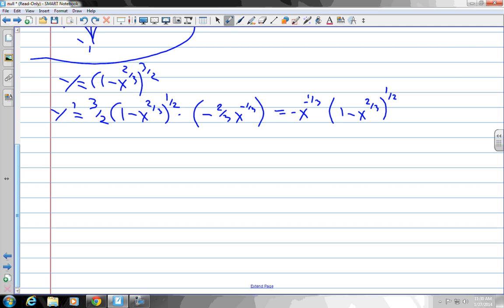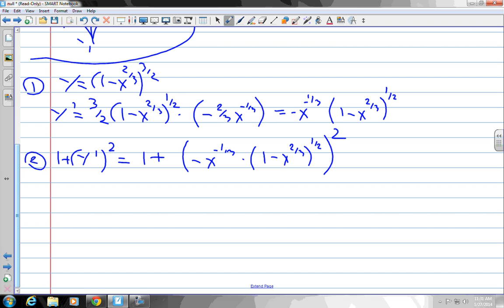Because remember, that was the first part, taking the derivative. The second part, I have to go 1 plus the derivative squared. So this is 1 plus negative x to the negative 1/3 times 1 minus x to the 2/3 to the power 1/2, everything squared. It's a product. I'm not doing much calculus here, by the way, right? This is algebraic pain, but squaring, it's a product, so I just need to square both things.